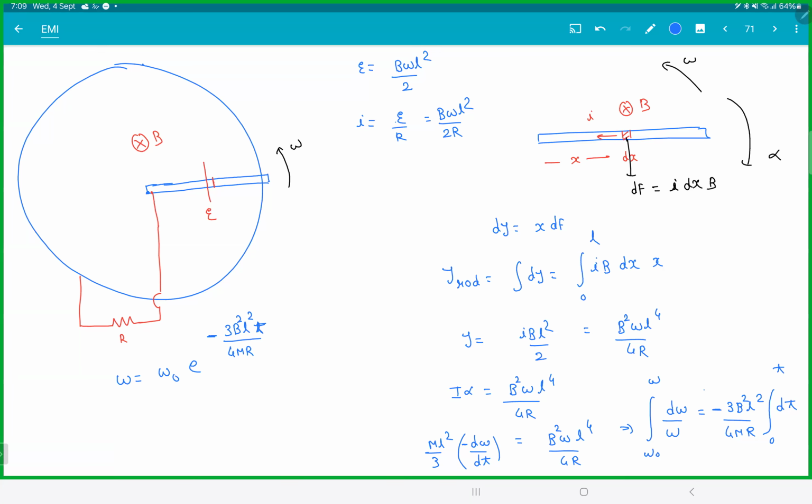The slower the rod rotates, the lesser the current. The lesser the current, the lesser the torque. The lesser the torque, the even slower it will decelerate. So the function is slowly decaying. It takes infinite time to stop.